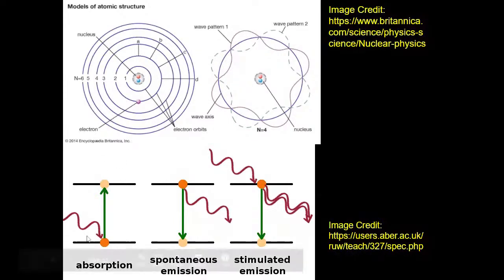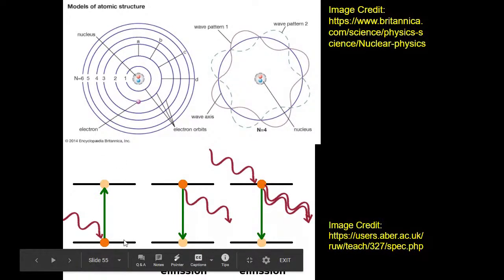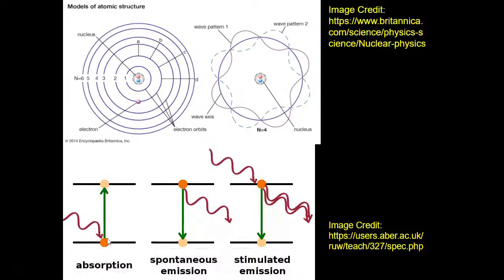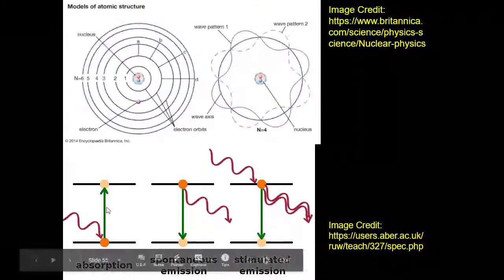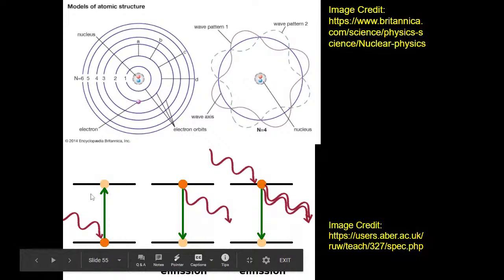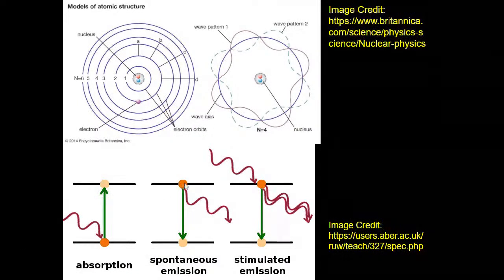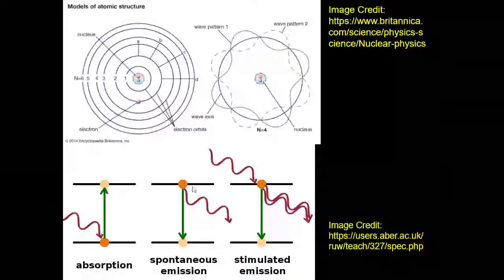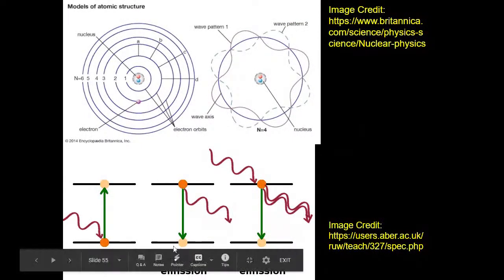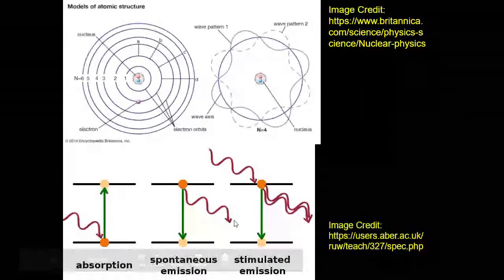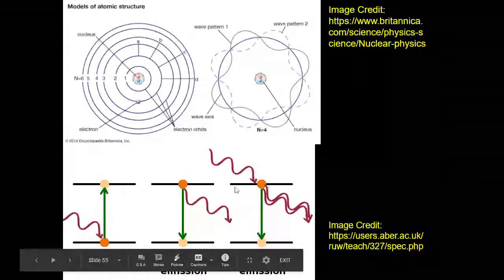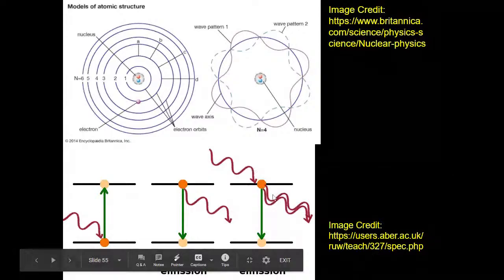So if you have a lower level and a higher level, then the atom can absorb energy, a photon can be absorbed, and the electron will go from the lower level to the higher level. Or if the atoms are already in an excited state, when the electron comes down from an excited level to a lower level, it emits a photon. There can also be a fascinating thing called stimulated emission, which leads to laser. I'll not talk about stimulated emission now.